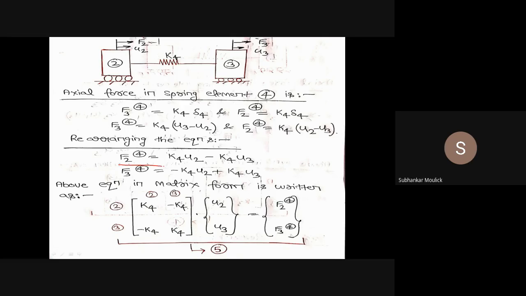So from the first expression along the second node, this is K4. For the second expression, the coefficient of U2 is minus K4. Again, for the first expression, the coefficient of F2 is minus K4, and for the second expression, again the coefficient of U3 is K4. So I can write the matrix [K4, -K4; -K4, K4] into the column matrix [U2; U3] equal to the nodal force vector matrix F2 of 4 and F3 of 4.